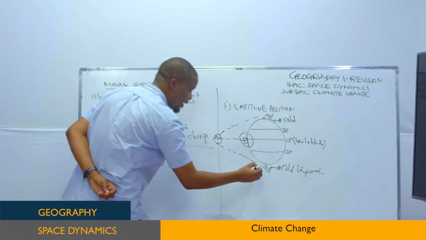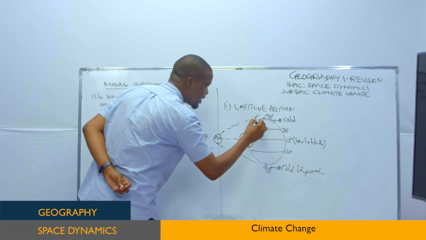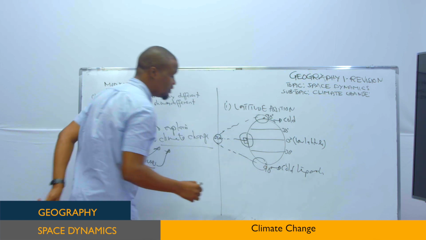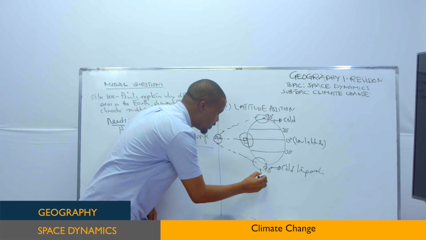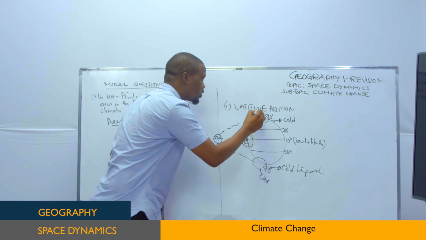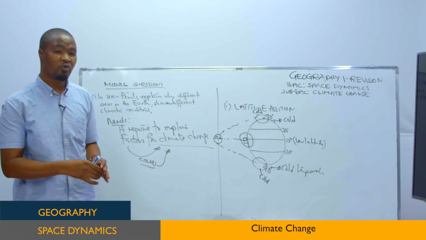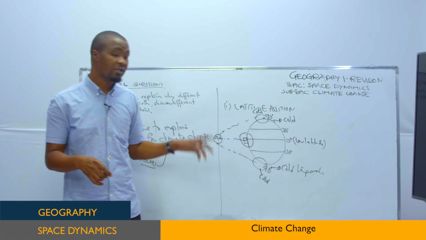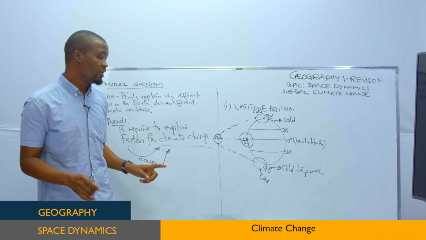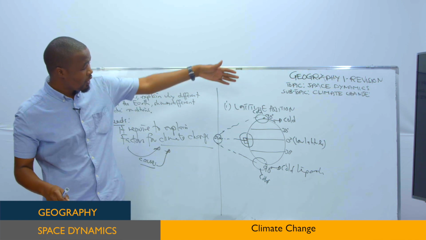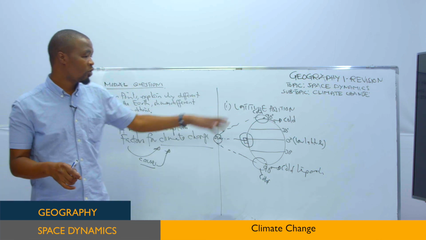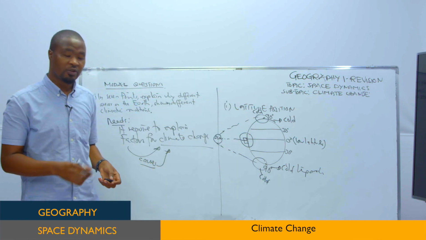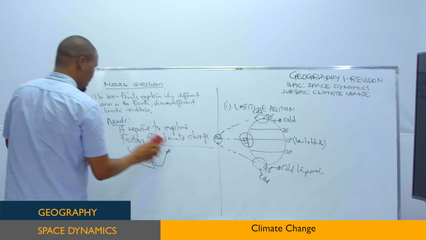While areas located at the poles receive the heat energy not at a right angle but at tangent angles, so they receive cool temperature. That's why we say areas located at low latitude experience high temperature in terms of climatic condition, while areas located at the poles experience cold temperature. So that is our first factor.